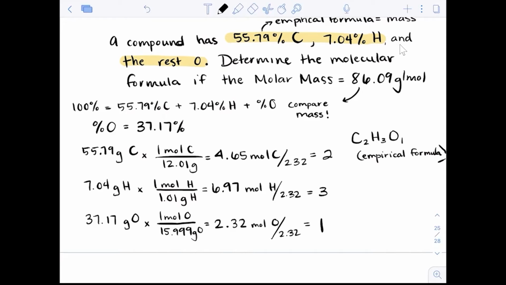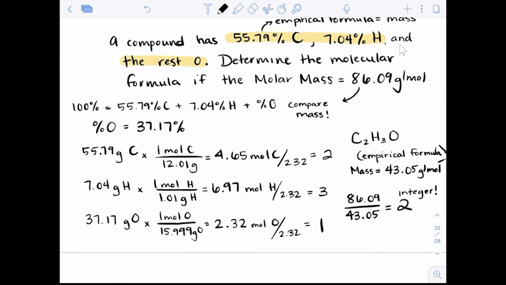The one could be understood. You don't need that one there. If you wanted to erase it, you could. Not wrong if you wrote it. Now the mass of that empirical formula, adding up 2 carbons, 3 hydrogens, and 1 oxygen, is 43.05 grams per mole. Now if we take the 2 masses and divide them, big one divided by small one, we see that there is an integer of 2.